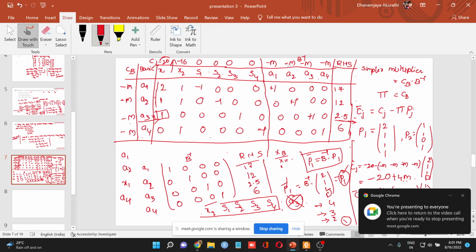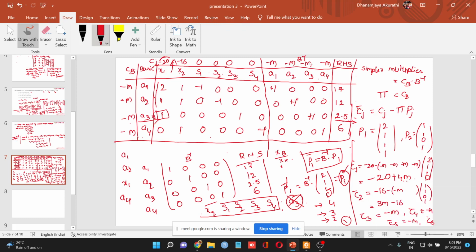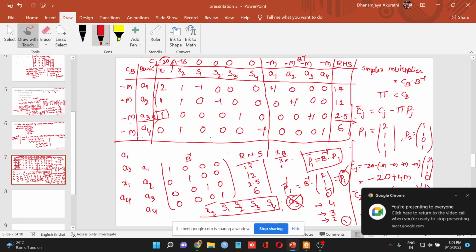Why do artificial variables have cost minus M? In the Big M method we assume that the artificial variable has the cost minus M. This is the penalty. You can call the penalty method the Big M method, Charnes' penalty method. We are doing it in the Big M way.